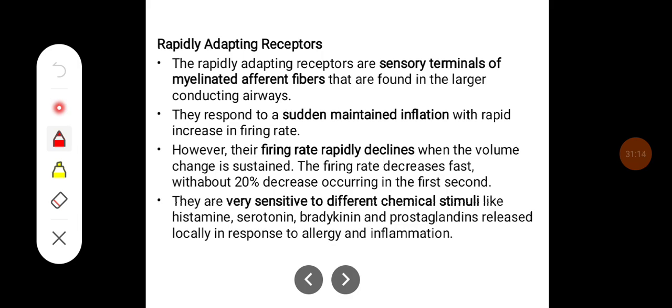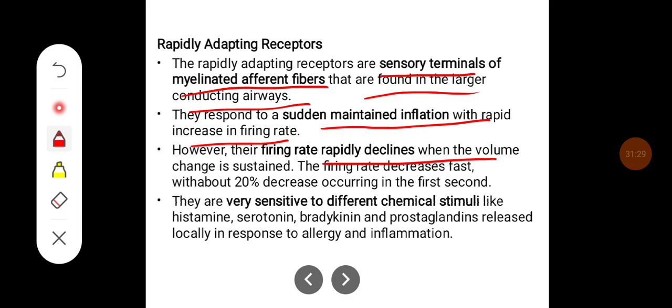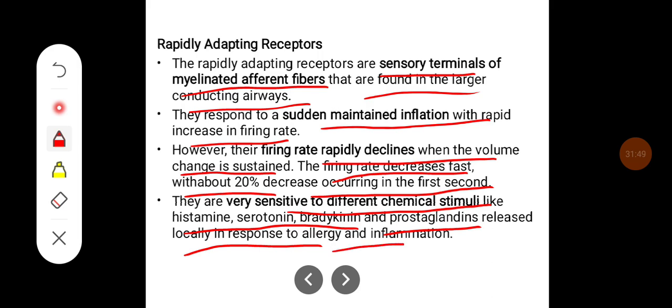The rapidly adapting receptors are sensory terminals of myelinated afferent fibers that are found in the larger conducting airways. They respond to sudden maintained inflation with a rapid increase in firing rate. However, their firing rate rapidly declines when the volume change is sustained, with about a 20% decrease occurring in the first second. They are very sensitive to different chemical stimuli like histamine, serotonin, bradykinin, and prostaglandins released locally in response to allergy and inflammation.